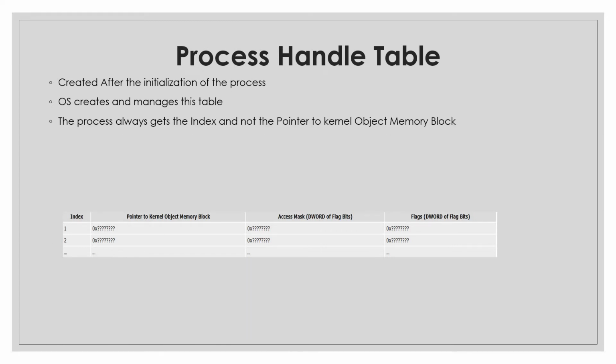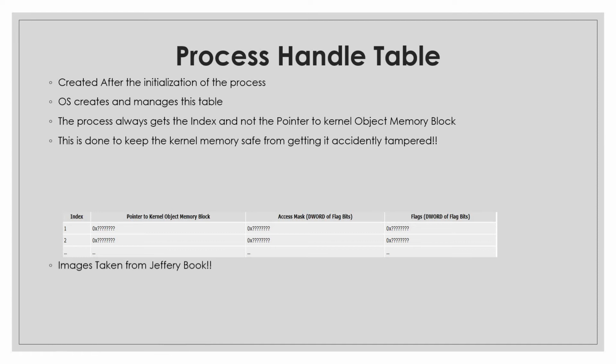The process always gets the index and not the pointer to the kernel object memory block. This means that whenever a process handle table is created and a kernel object is created, the handle for that kernel object will be returned to you, and that will be the index of this table and not the pointer to the memory block. This is done to keep the kernel memory safe from being accidentally tampered with. And this image I have taken from Jeffrey Richter's book on Windows programming.